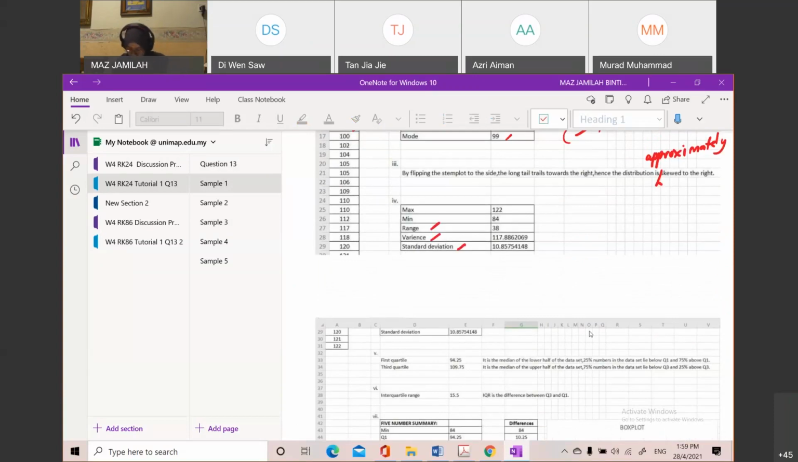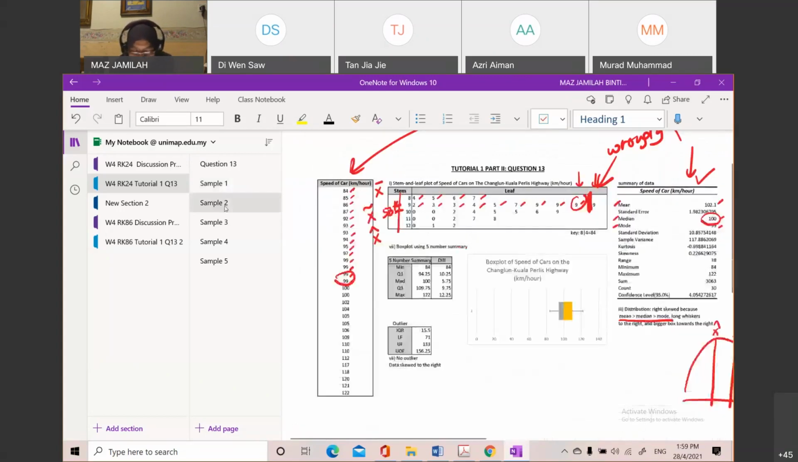Now the question asks you to use Excel to calculate the range, then it should stop here. The range is 38 because maximum minus minimum gives 38. The variance is based on the calculation of your ungrouped data, so everything is calculated based on the unorganized data. The same with the standard deviation.